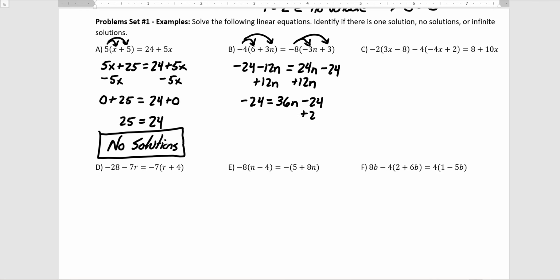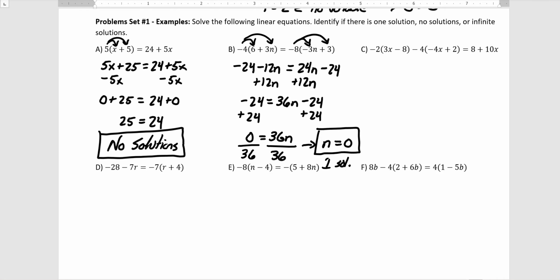All right, add 24, add 24. -24 plus 24 is just 0, so 0 equals 36n. Well, I haven't eliminated my variable, right? My variable is still in play here, so I'll divide by 36, divide by 36. 0 divided by anything is just 0. So that tells me that n equals 0. Now, that's not the number of solutions. We have a variable in this statement, so it means one solution. N equals 0, that's my one solution. N has to be 0. It can't be anything else.